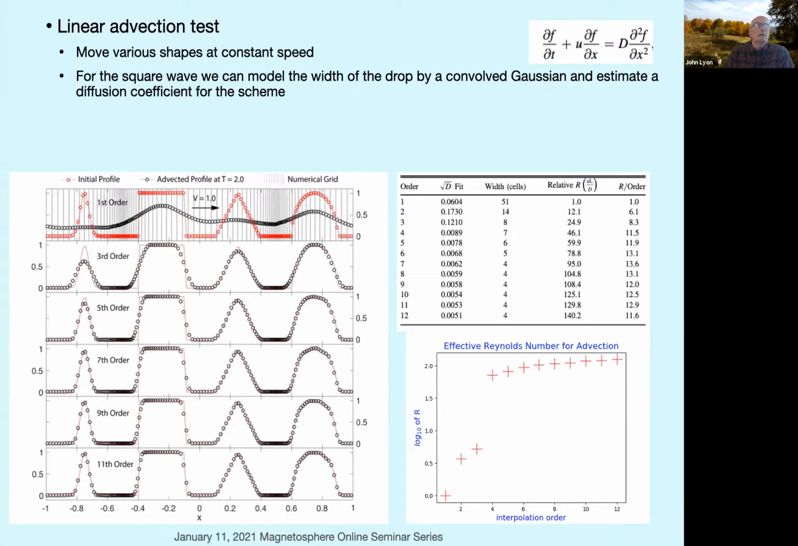of mimicking the structures that are advected. On the lower left and lower right, you can see the effective Reynolds number plotted as a function of interpolation order. So 0 is effectively 1, that's your cell Reynolds number. By the time you get up to fourth order, you're getting close to 100 times better Reynolds number for advection, which means you can get into the range where the flow that you model is highly turbulent.